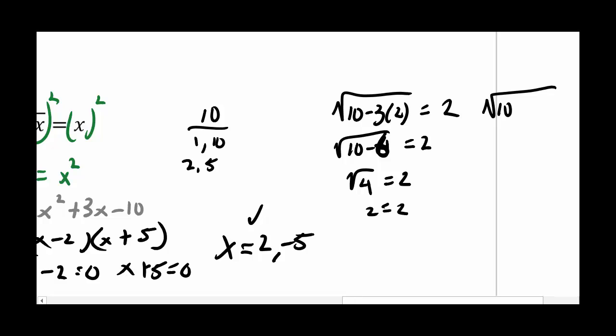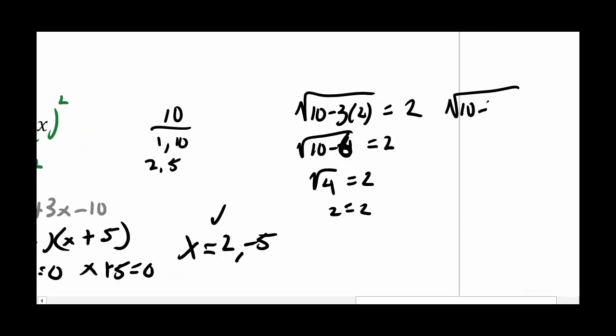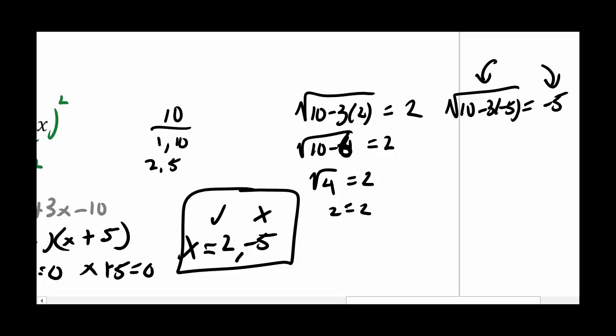When I try the same thing with the negative 5, so 10 minus 3 times negative 5 equals negative 5. Well, here I already got a problem because on the left side I have a square root, but on the right side I have a negative number. And there's no way that the square root of anything is going to be negative. Best case, I get an i out of that. So that's my answer. So my answer actually is 2, but negative 5 just didn't check in the original problem.